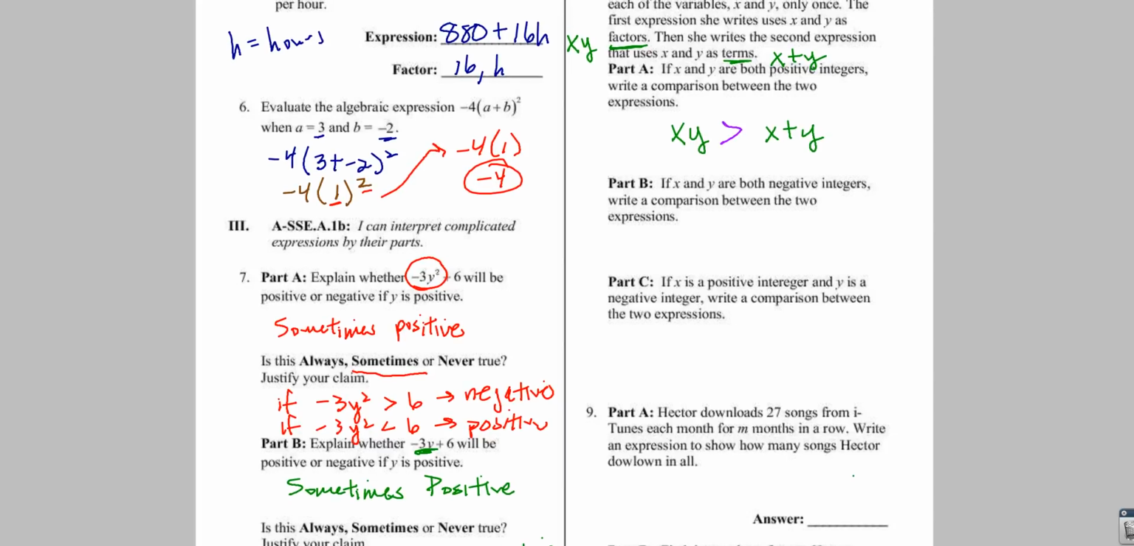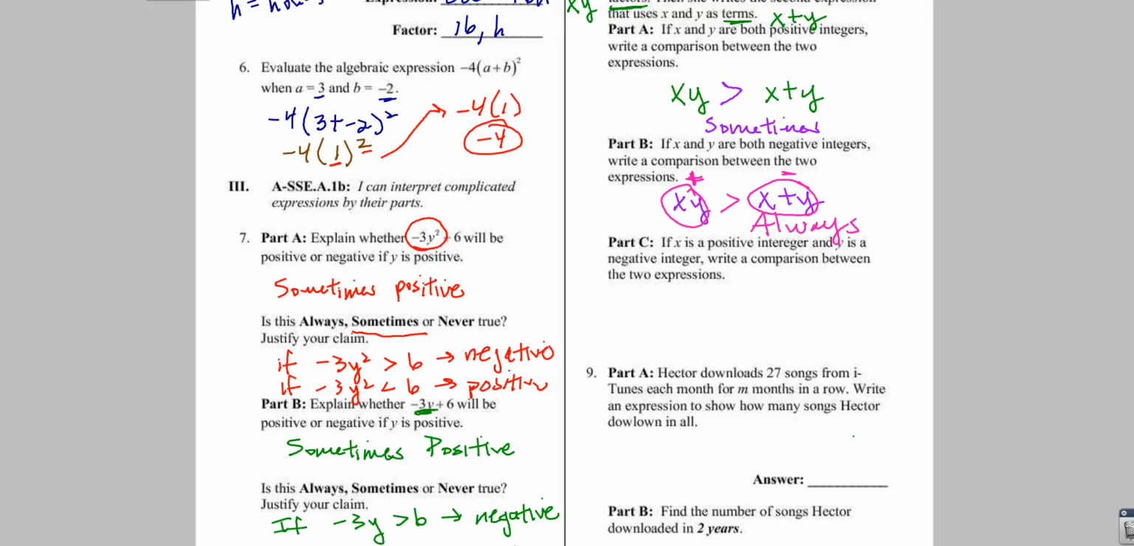Part B, if x and y are both negative, write a comparison between the two expressions. So again, xy. For this one, I'm going to write x times y compared to x plus y. So for this one it is always greater. And the reason why, if x and y are both negative, a negative times a negative leaves me with a positive, but a negative plus a negative will always be negative, and a positive is always larger than a negative.